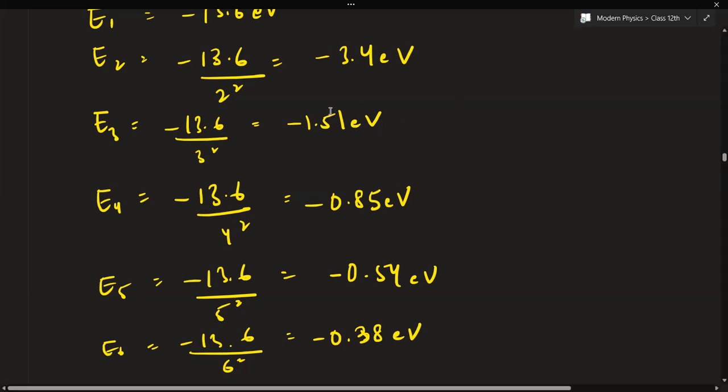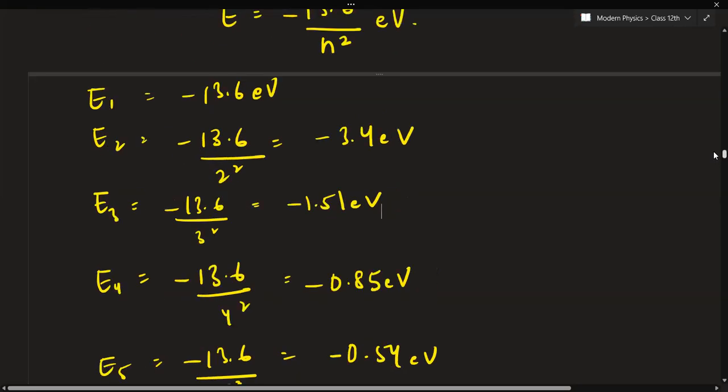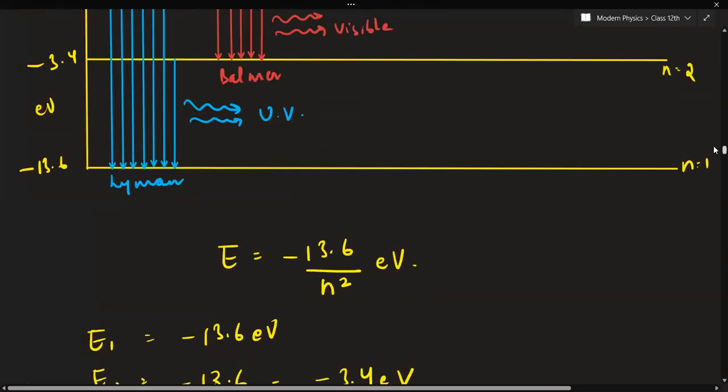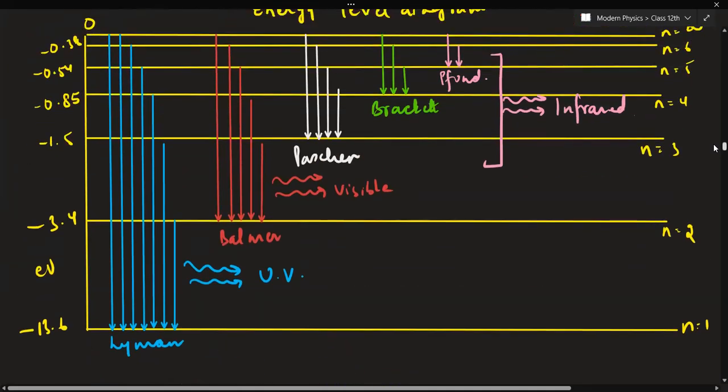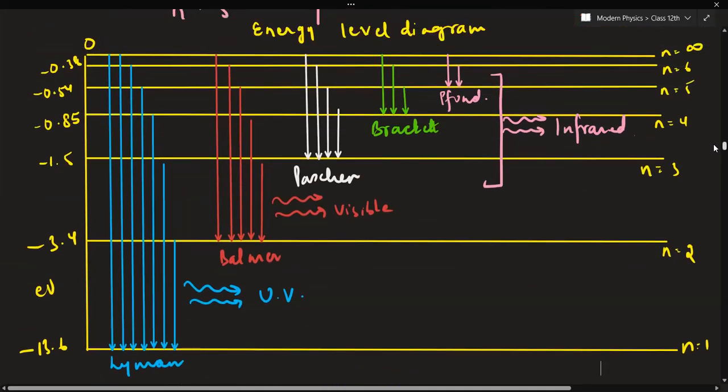Understood? Do one thing before we move on to the limitations of Bohr's model. Make this spectral line series. This is known as the energy level diagram. Make the energy level diagram and the same thing, the energy values. Then we'll do the limitations of it. Any doubts you have in between, let me know, class.